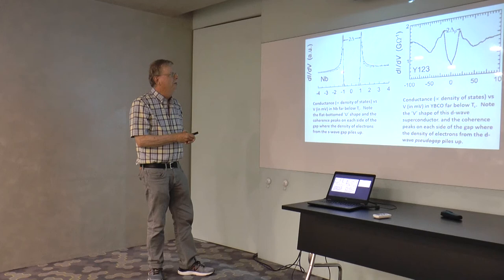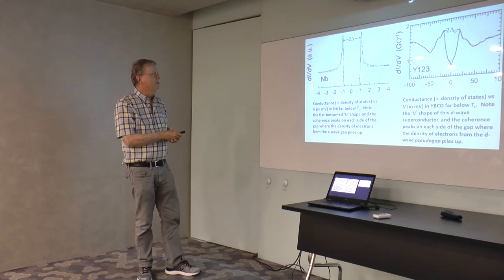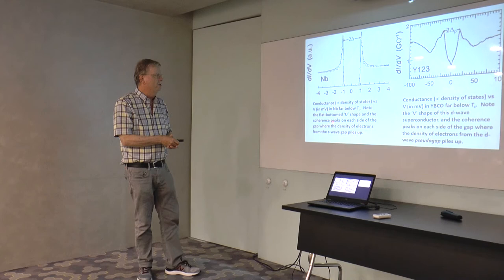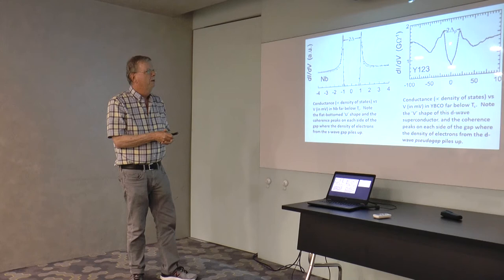And so this is what a BCS superconductor looks like on STM. Okay, a nice flat bottom U shape. Now what does it look like? And this is conductance, just to point it out. What does the conductance look like, which is obviously proportional to the density of states, when you're stripping states out of the gap and piling them up next door? What does it look like for a non-S wave, non-BCS superconductor?